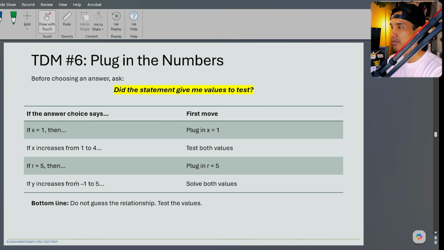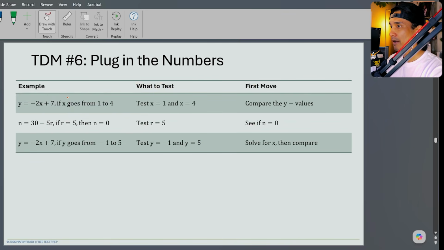If Y increases from negative 1 to 5, we're going to solve both values. Just like we did for X, we're going to see what happens when we make Y negative 1 and then Y 5. Bottom line is, do not guess the relationship when given values. Test the values. Next slide. I have Y is equal to negative 2X plus 7. If X goes from 1 to 4, I would test X is equal to 1 and X is equal to 4. Then I would compare the Y values.